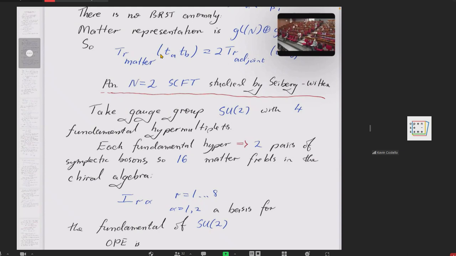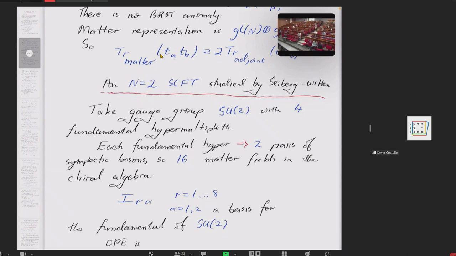So let's look at another example. This is an N=2 theory studied by Seiberg and Witten in their famous work in the 90s. In this case, the gauge group is SU(2), and there's four fundamental hypermultiplets. As we saw, each hypermultiplet is two fields. So each fundamental hypermultiplet will give four fields. And since there's four fundamental hypermultiplets, we'll get 16 matter fields in the chiral algebra.